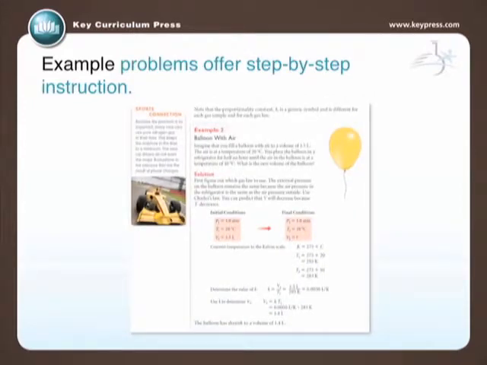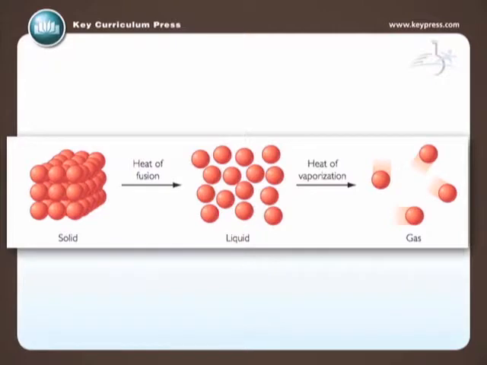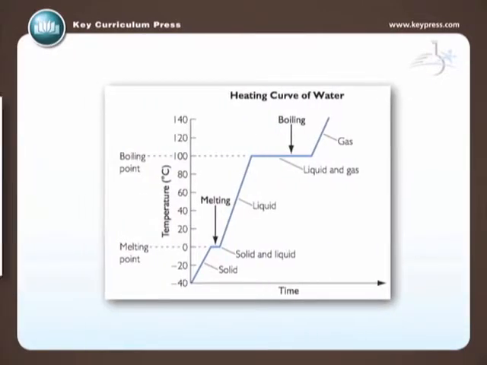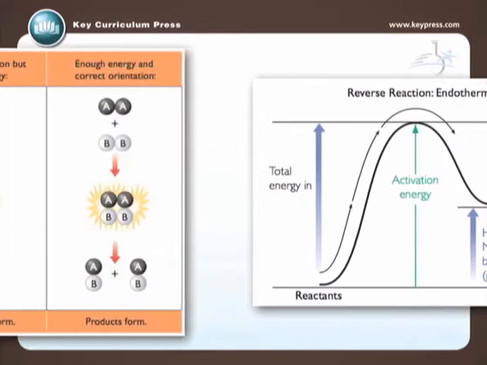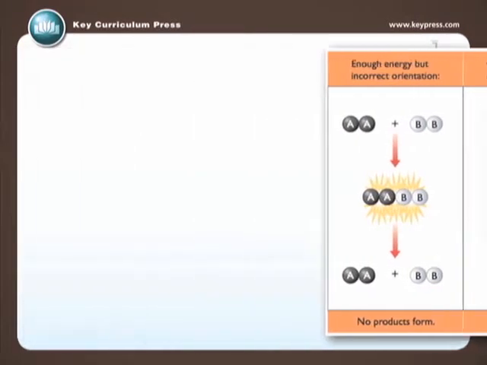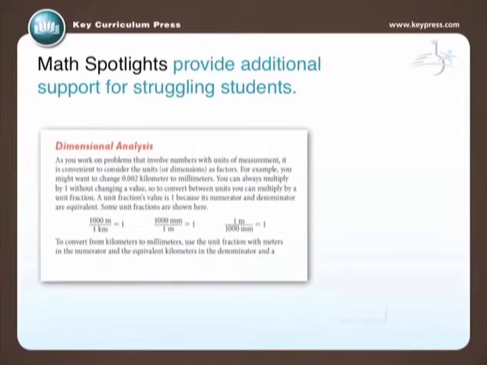You can be assured that students will get all the practice they need, and you won't have to spend extra time going over problems in class. Differentiated instruction is also built into each example problem. Diagrams, charts and graphs, and visual learning tools are used to help students with different learning styles make sense of the math. Math spotlights are another way Living by Chemistry differentiates instruction.